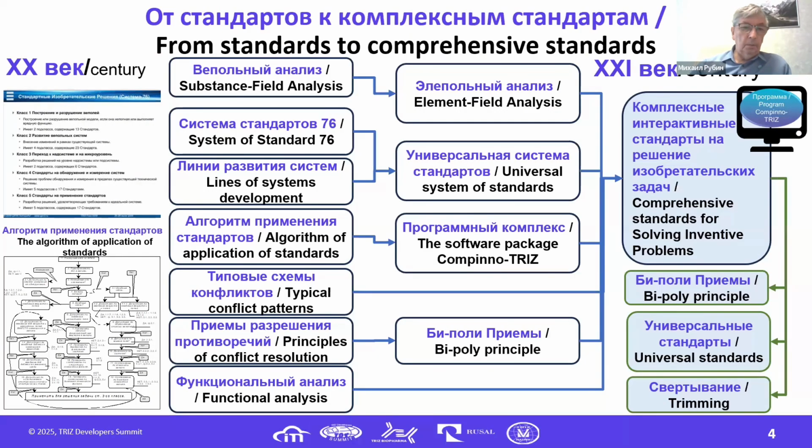And here is the list of the principles and tools which were used by Mr. Altshuler and his colleagues. Of course, substance field analysis. I won't talk about that a lot; specialists on TRIZ know what it means. Then system of standards: there were different systems created by Altshuler and Vladimir Petrov. So the system of 76 standards, then lines of system development, then algorithm of application of standards, and typical conflict patterns, principles of conflict resolution, and functional analysis.